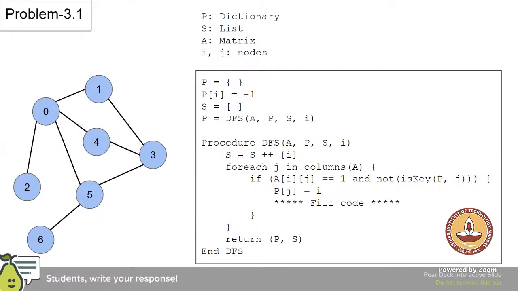Now, will it be P comma S equal to DFS APS J? Yes. Is that correct, ma'am? Yeah, we'll see. Yeah.